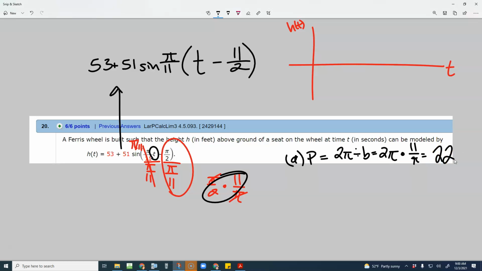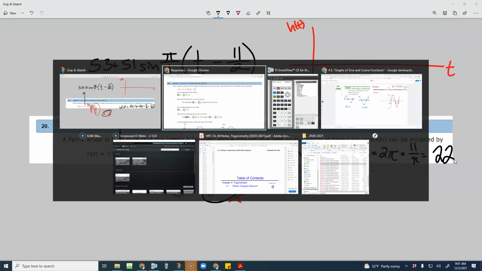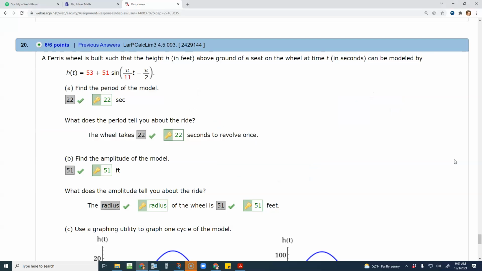If you're trying to figure out how long to make the ride, at least get them around a few times before you cut it off. It's going to take 22 seconds to get around this Ferris wheel once. What else? That seems like it's going pretty fast. I think I might be getting seasick in that one.